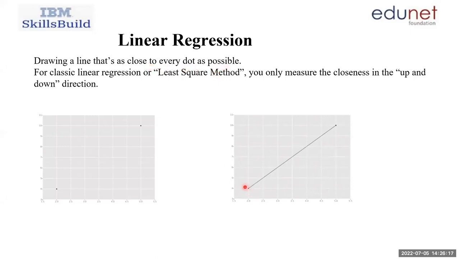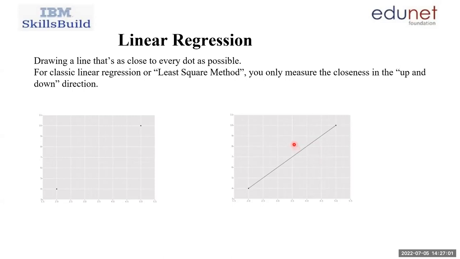Actually, there are a number of options here to plot this line, right? I have two data points. One option is we can plot a line like this, otherwise a line like this, then a line like this. Anyway, we can plot the line. This is the line that can be drawn most closely through the two data points. For classic linear regression, or the linear least squares method, you only measure the closeness in the up and down direction. In the up and down direction, the linear regression algorithm finds out the closeness of the data points.